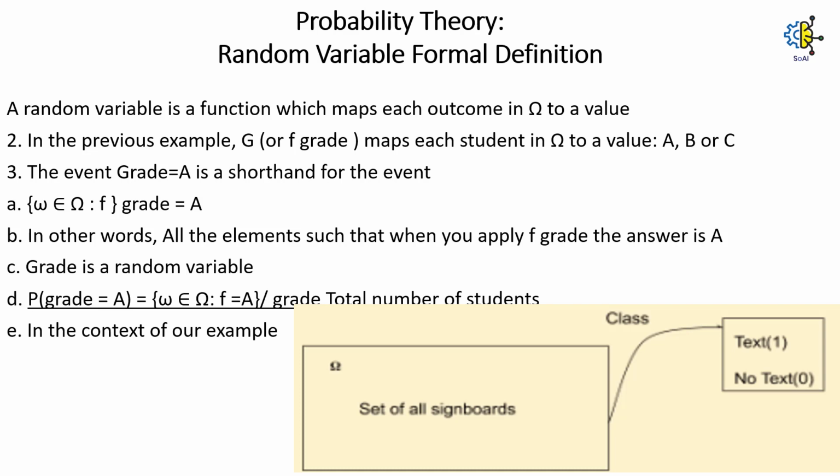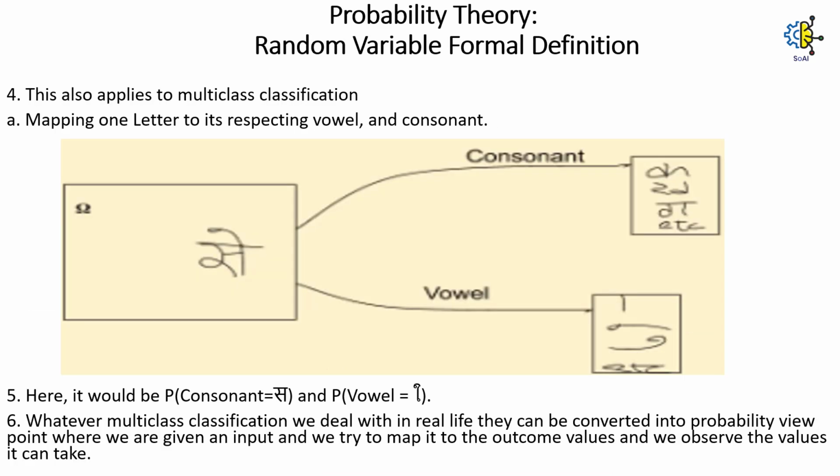The probability of grade equal to A is equal to the number of w belonging to the universal set where the function is A, divided by the total number of students. In the context of our example, this also applies to multi-class classification, mapping one letter to its respective vowel or consonant. Here, it would be the probability of consonant and the probability of vowel. Whatever multi-class classification we deal with in real life, it can be converted into a probability viewpoint where we are given an input and we try to map it to the other outcome values and we observe the values it can take.